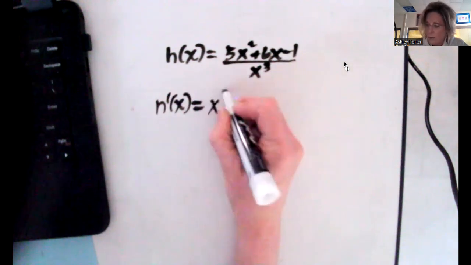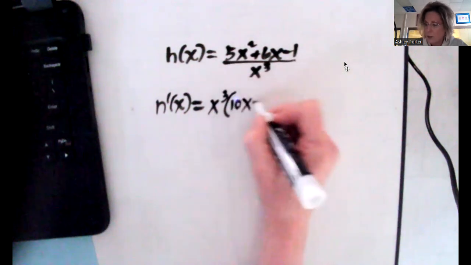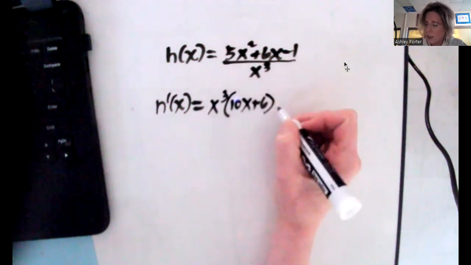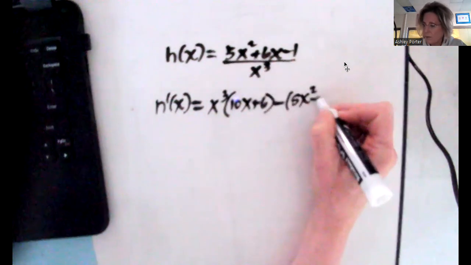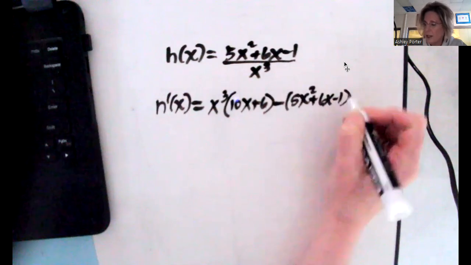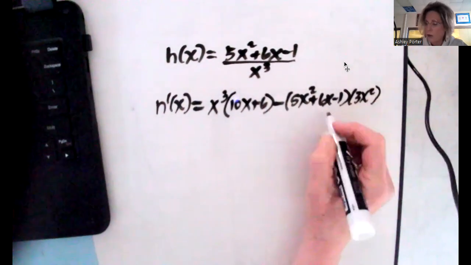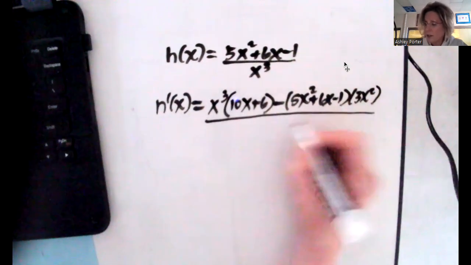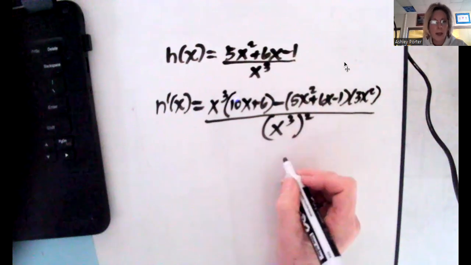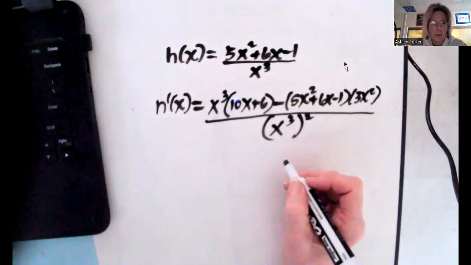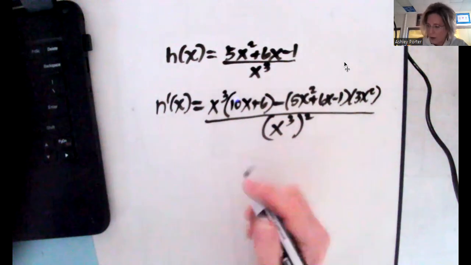So low d high, derivative of top looks like 10x plus 6 minus high d low, the derivative of bottom is 3x squared, all over low. Now, low here is a monomial squared. In this case, I'd go ahead and clean it up. If it's a bi or tri-squared, I don't. I just leave it as that item squared.